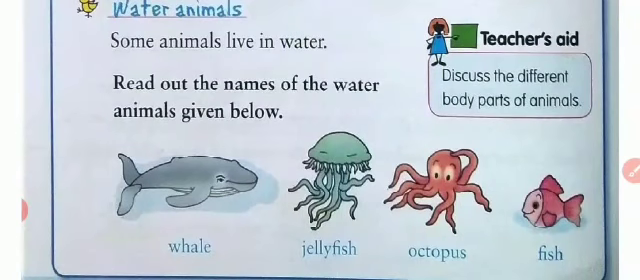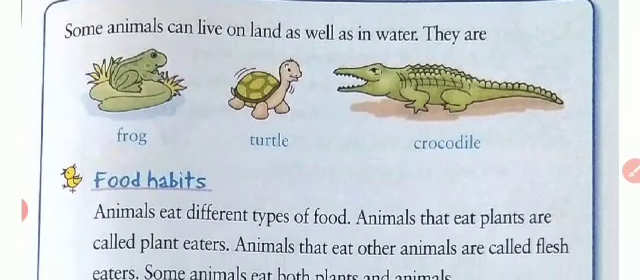And we have also studied the water animals. What are water animals? Water animals are the whale, jellyfish, octopus and fish. These animals used to live where? Yes, these animals live in water. So now we have discussed the animals that live on land as well as in water. Who are those animals? Yes, students, they are frog, turtle and crocodile.